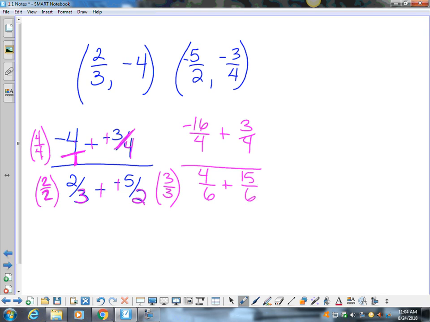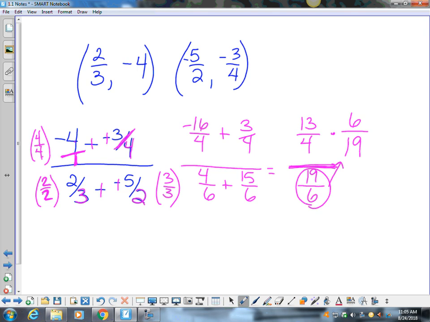Now that they have a common denominator, I can add them together. So negative 16 plus 3 is 13 over 4. Do not add your denominators together. 4 and 15 is going to be 19 over 6. Okay, to divide fractions, again, you do not grab your calculator. You same change flip, you keep flip change, however you want to call it. I'm going to call it Bojangles. So I've changed it to multiplication, and I flipped the bottom fraction.